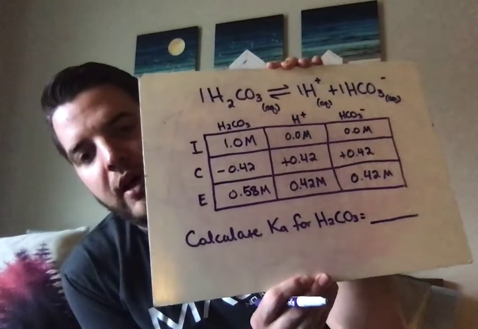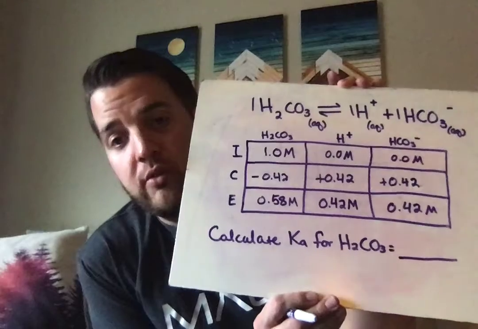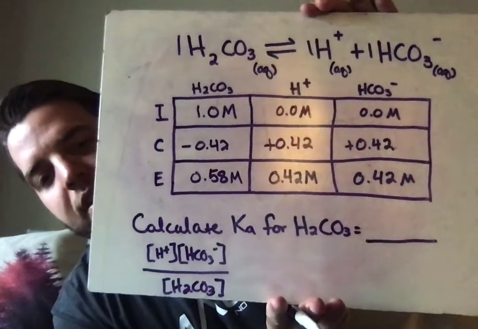Okay, so it says here, calculate Ka for H2CO3. K is a constant calculation, so it's always going to be done with the same expression, which means for this one, it's going to be bracket H plus, bracket HCO3 minus, over bracket H2CO3. Okay, so this is my equilibrium expression, and I'm going to zoom out so you can see the equation at the top, so it makes sense. And then I'm going to plug everything in. So that's going to be 0.42 times 0.42 divided by 0.58.